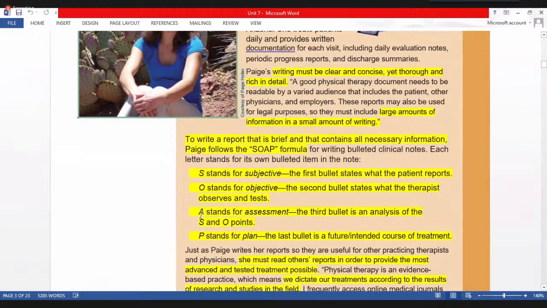And then what does the doctor do? A stands for assessment. Now, at this point, what does the doctor do? See, the doctor makes an analysis of S and O, whatever you have said and whatever your report says. Clear? The doctor makes an analysis of whatever you have said and whatever your report says. Clear? And then P stands for plan.